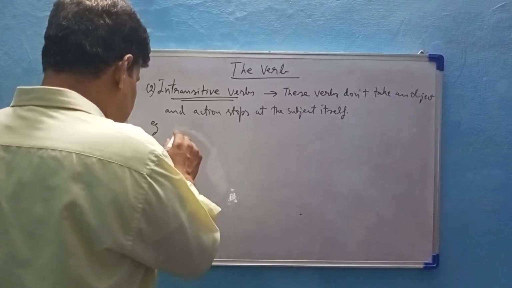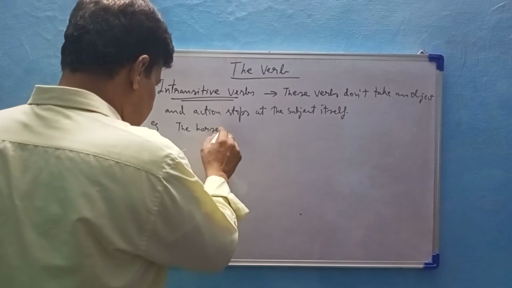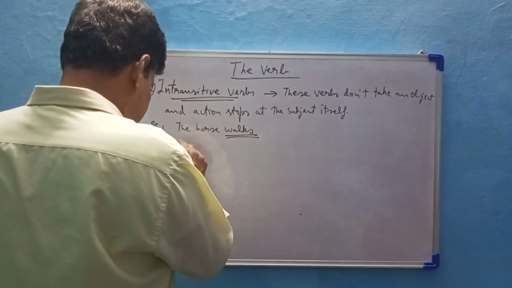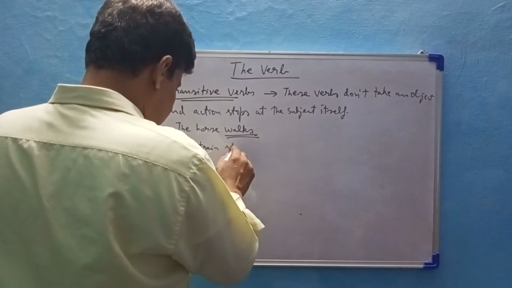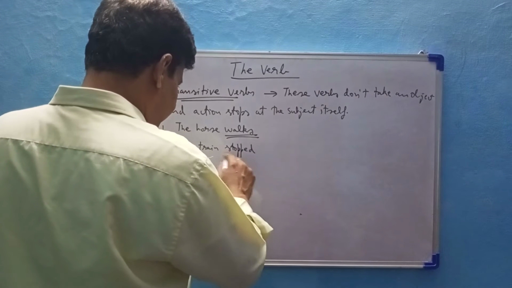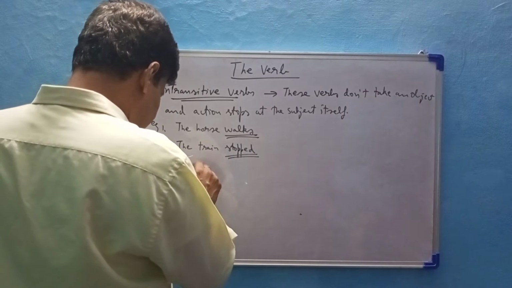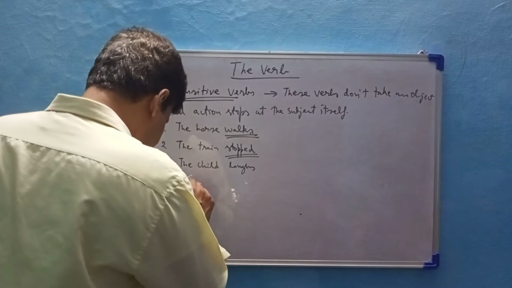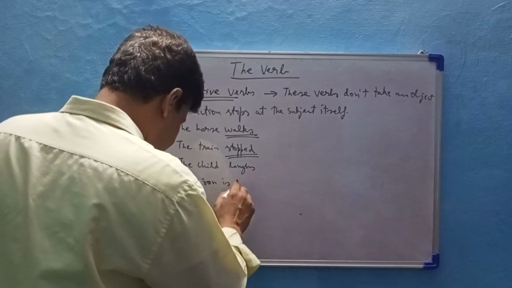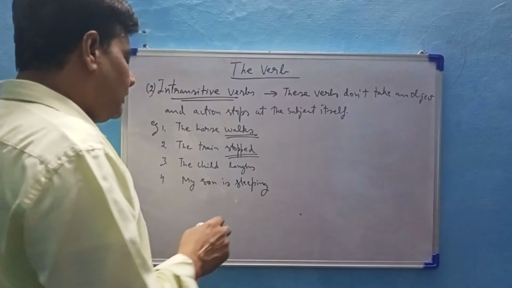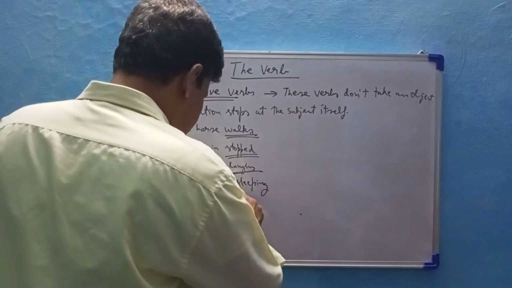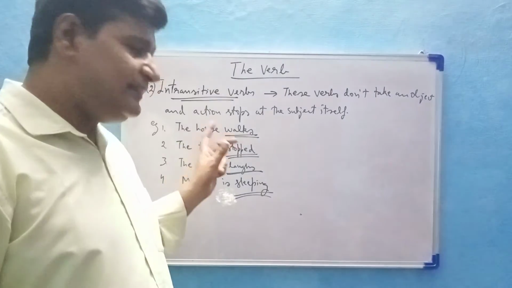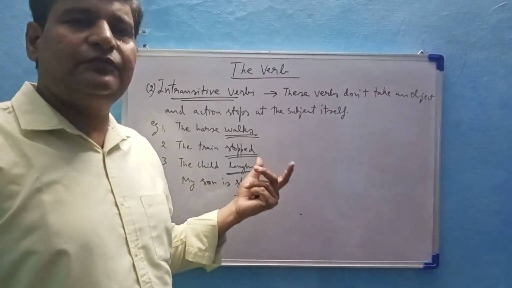Example: the horse walks. The train stops. The train stopped. The child laughs. My son is sleeping. So here in these examples you can see there is no object, but the sense is full, or we can say these still give us full meaning.